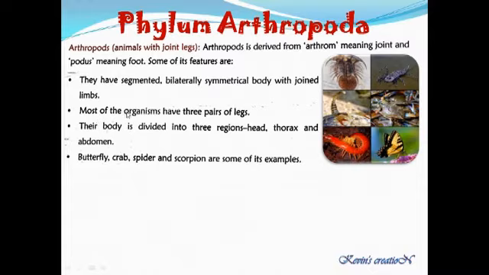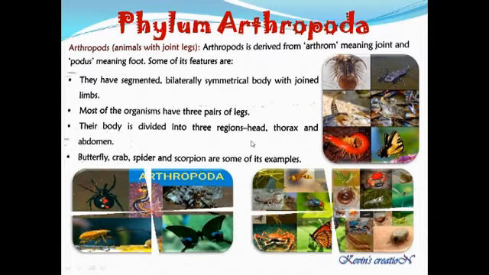Okay, most of the organisms have three pairs of legs. Their body is divided into head, thorax and abdomen. If you want to see the examples, here you can see.